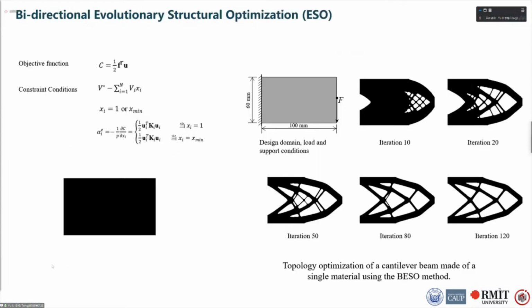Based on the ESO method, Yimin and his team further developed this algorithm by introducing the bi-directional evolutionary structural optimization method, which is also called the BESO method. In this method, both material addition and removal can occur at the same time during each iteration of the topology optimization. The example presented here demonstrates the use of the BESO method for topology optimization of a cantilever under a concentrated load.